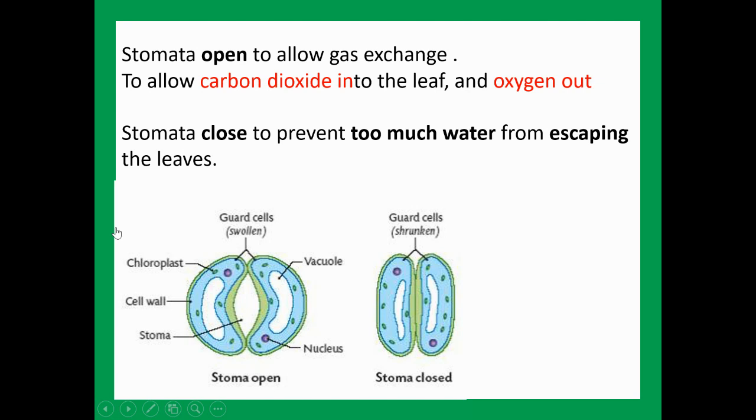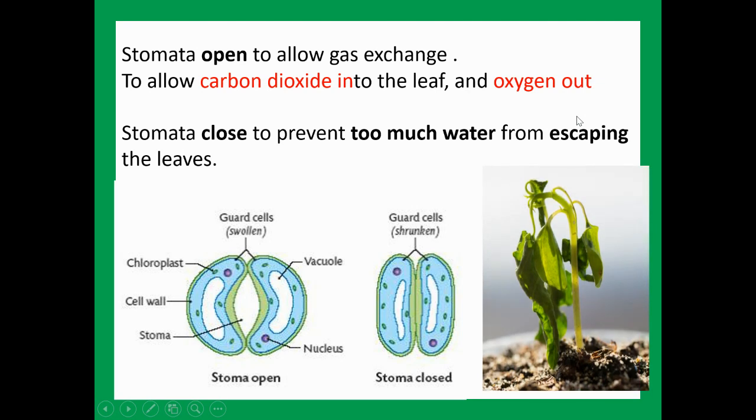We know plants need water, and if the stomata are open, perhaps too open, lots of water can evaporate out of those, and perhaps the plant doesn't have enough. So the plant will prevent too much water from escaping by closing these stomata. There we are, there's a wilted plant for you.